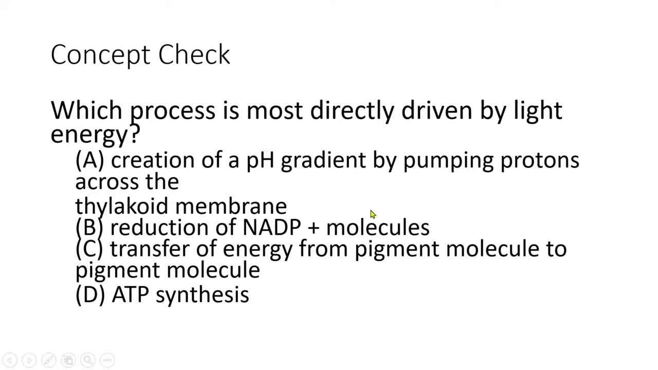Okay, which process is most directly driven by light energy? A. Creation of pH gradient by pumping protons across the thylakoid membrane. B. Reduction of NADP plus molecule. C. Transfer of energy from pigment molecule to pigment molecule. Or D. ATP. The answer, of course, is C. Transfer of energy from pigment molecule to pigment molecule.